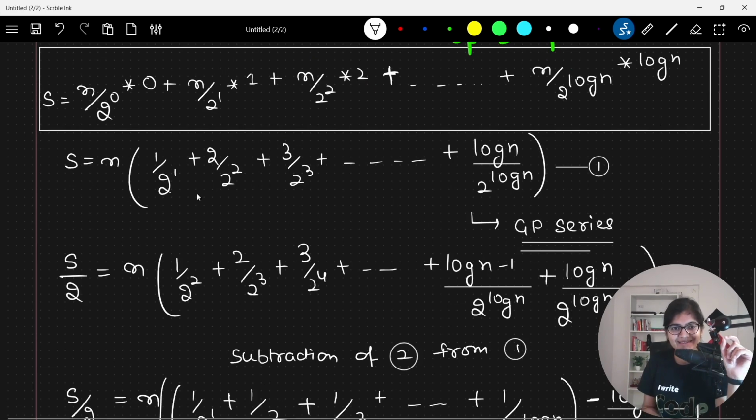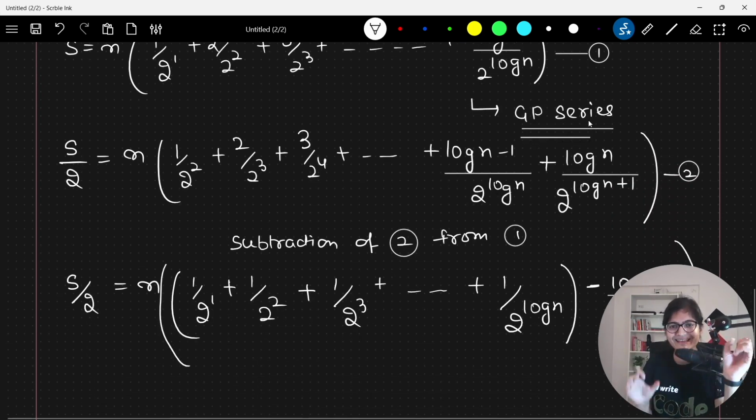Now in the next step we took n as the common. So when I take the n as common, we will be able to get the first term as complete 0. I will not take care of that. Then I will be having 1 by 2 to the power 1 plus 2 by 2 to the power 2 plus, similarly here we will be having 3 by 2 to the power 3 until so on, until the last level which is log of n divided by 2 to the power log of n.